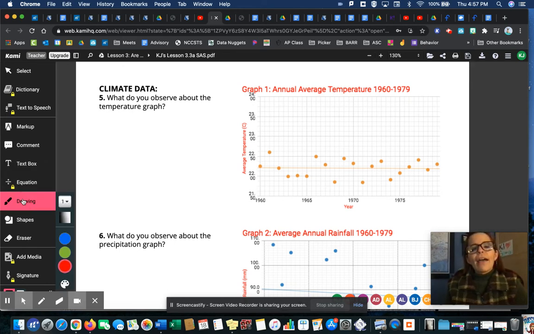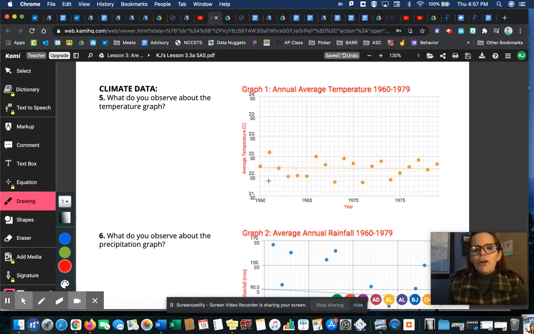So the first thing that we're given is a graph about the average annual temperature in the Serengeti during those years, from 1960 all the way to 1979. If you notice, there's just this incredible diversity of levels. It's constantly fluctuating up and down and up and down.